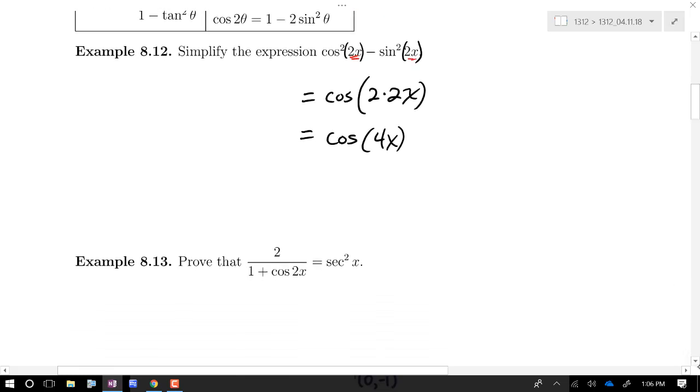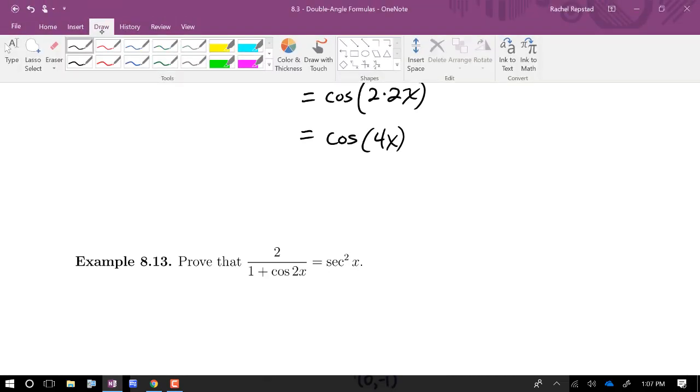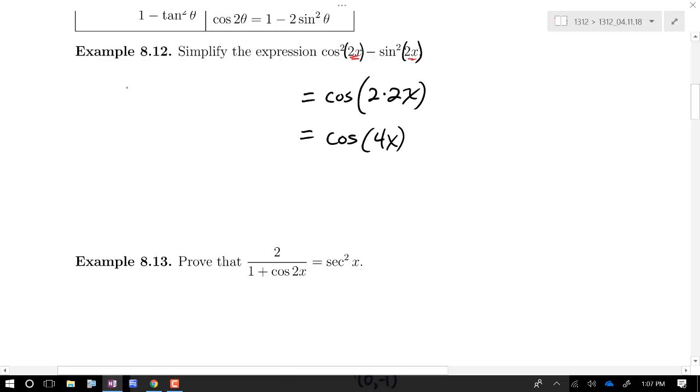Let's try another. This is a prove that type of problem. Now, the first thing that I notice when I look at a problem like this is that these arguments inside the trig functions are different, and that's really important. We're trying to show that 2 divided by 1 plus cosine of 2x is equal to secant squared of x. And that's actually a hint that I'm going to try to use a formula that'll somehow transform my function into one that takes 2x as an argument to just one that takes x as an argument. And we can do that with the double angle formula.